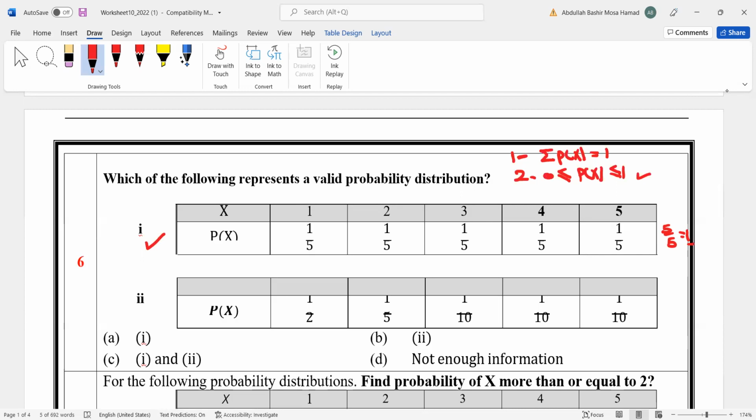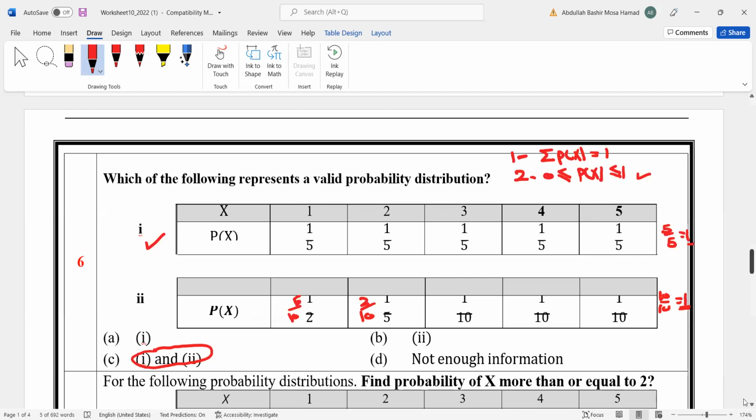For this one also we need to check. 1 over 2 means 5 over 10. 1 over 5 means 2 over 10. So 2 plus 5 is 7, 7 plus 1 is 8, 8 plus 1 is 9, 9 plus 1 is 10. 10 over 10 equals 1. So both of them are discrete probability distributions. So it is C.